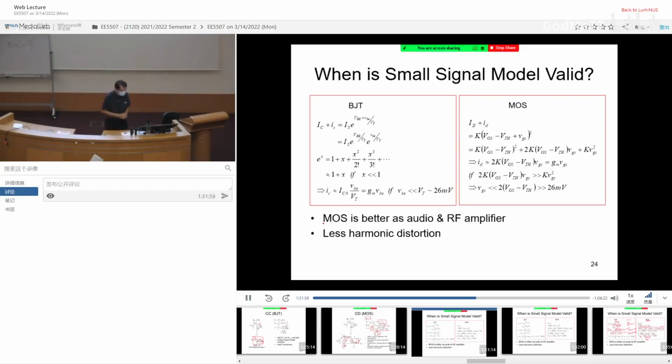Okay, so let's look at the BJT characteristic. You know the BJT characteristic is exponential.